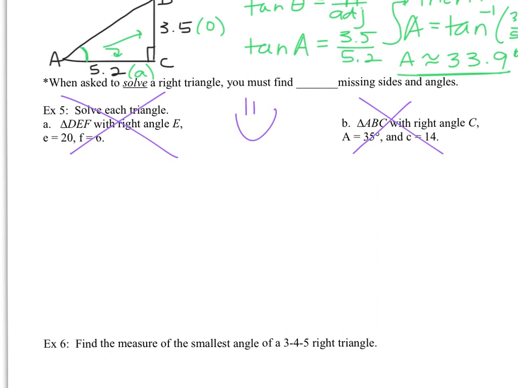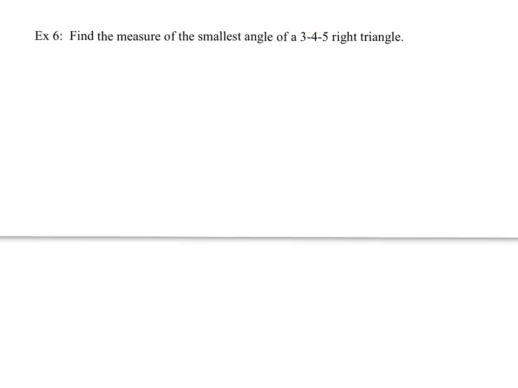For now, we're going to omit example 5. We may come back to it later, but we're likely just going to skip it. Let's move down to example 6. It says, find the measure of the smallest angle of a 3, 4, 5 right triangle. So if it says 3, 4, 5, those would be the side lengths.